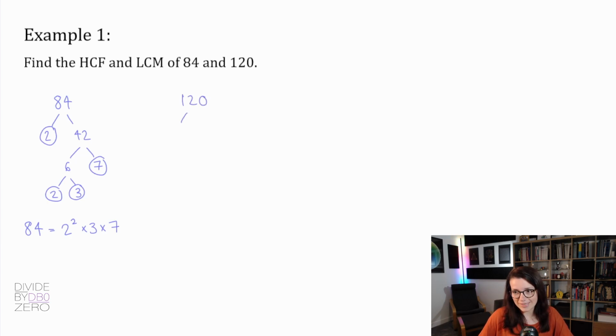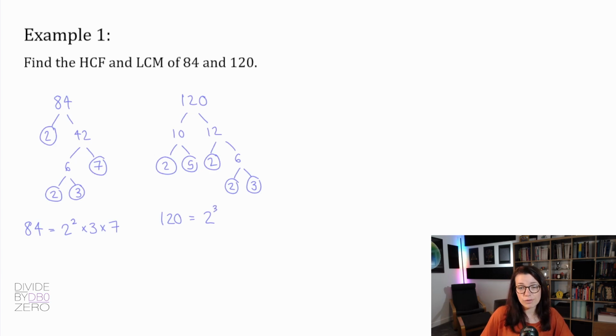Let's do 120 now. Again, split it however you like, but I'll do 10 times 12. 10 is 2 times 5, and 12 can be 2 times 6. 6 breaks down into 2 times 3. So we can say 120 equals 2 cubed this time, because there are 3 2s, times 3 times 5.